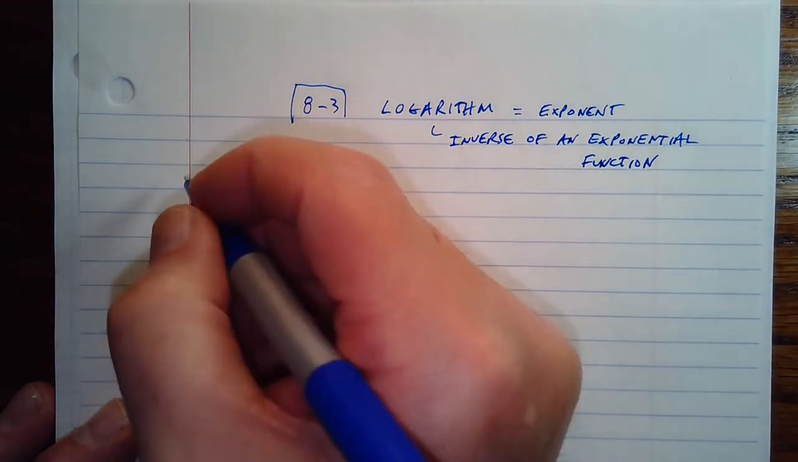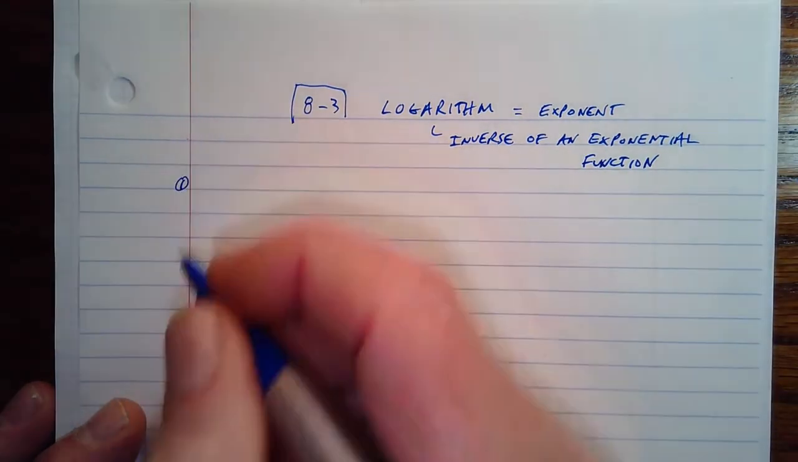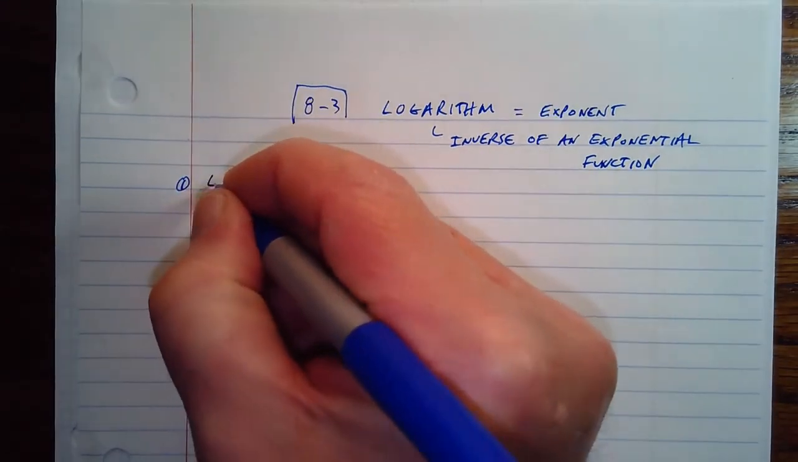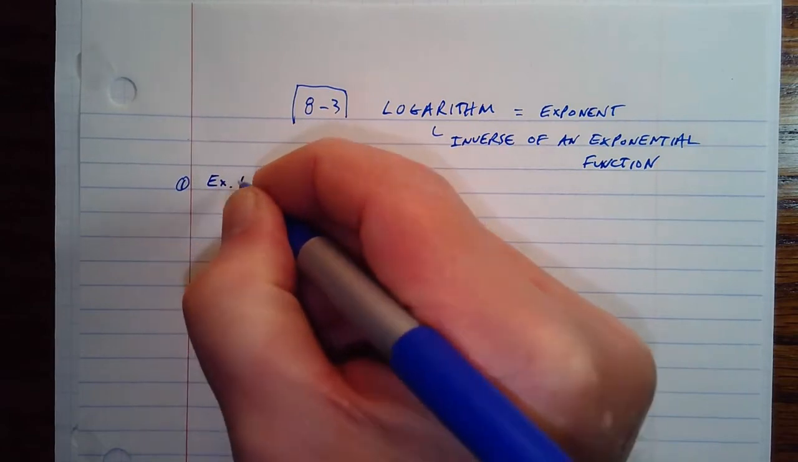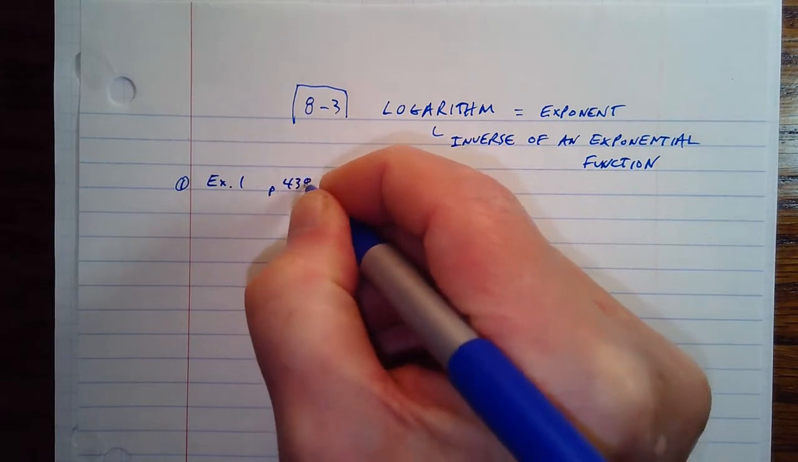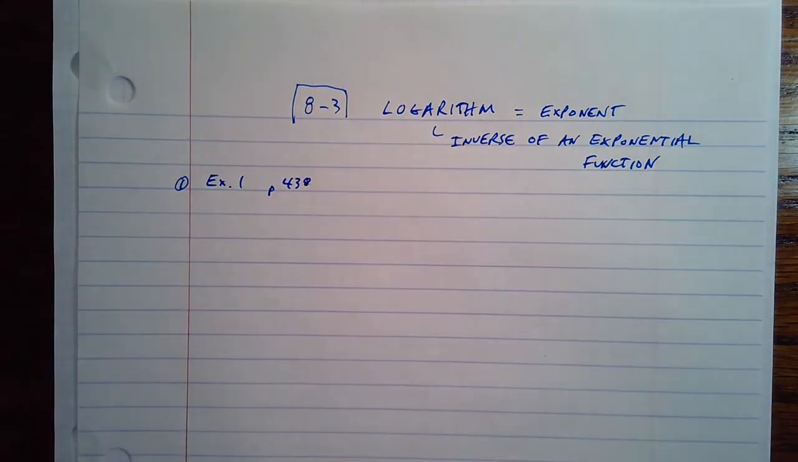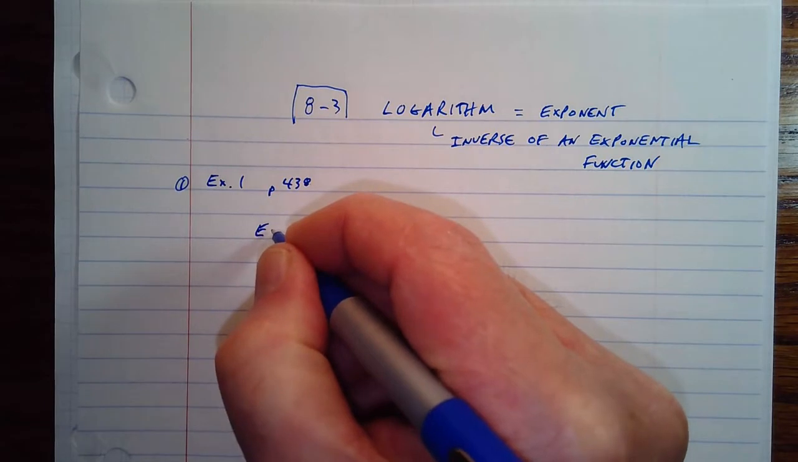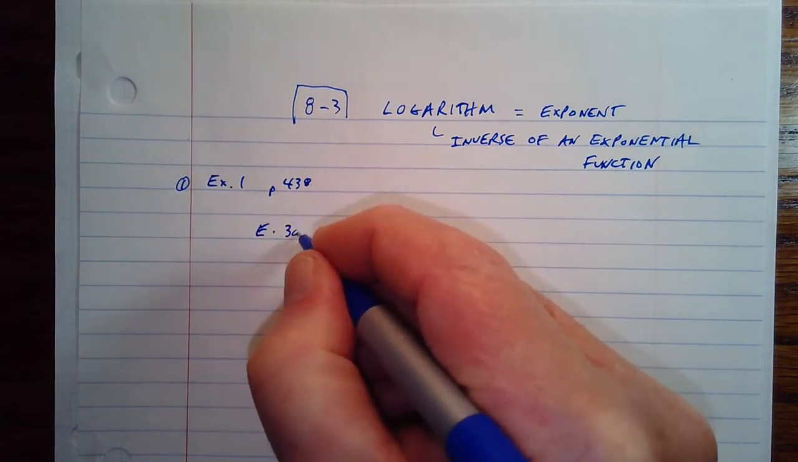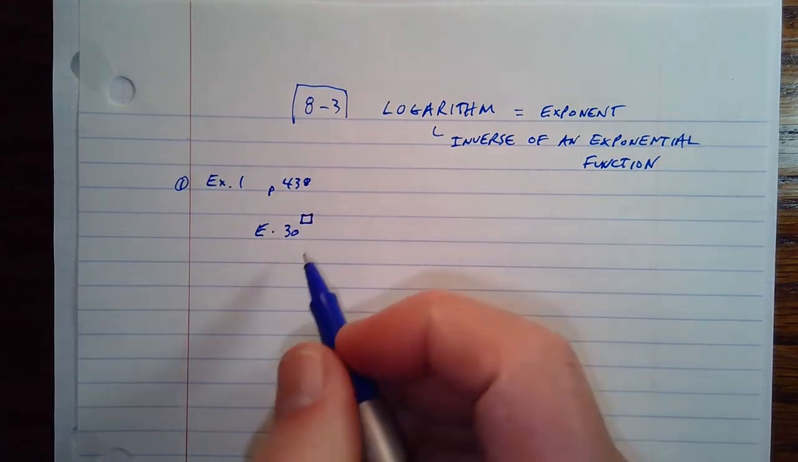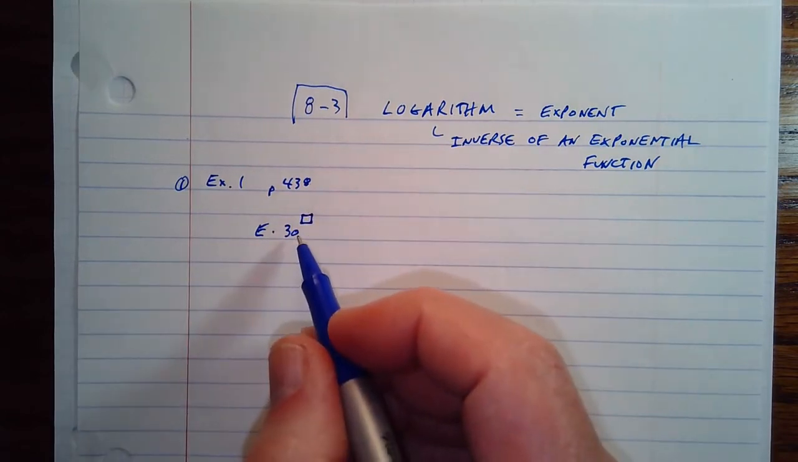So the book starts out in example 1 looking at earthquakes, and I invite you to read that example over whenever you get a second, and that's on page 438. We talk about the Richter scale with earthquakes, and so that idea is E for energy times 30 as the base, and then the power that's on the 30, that's the Richter scale value.